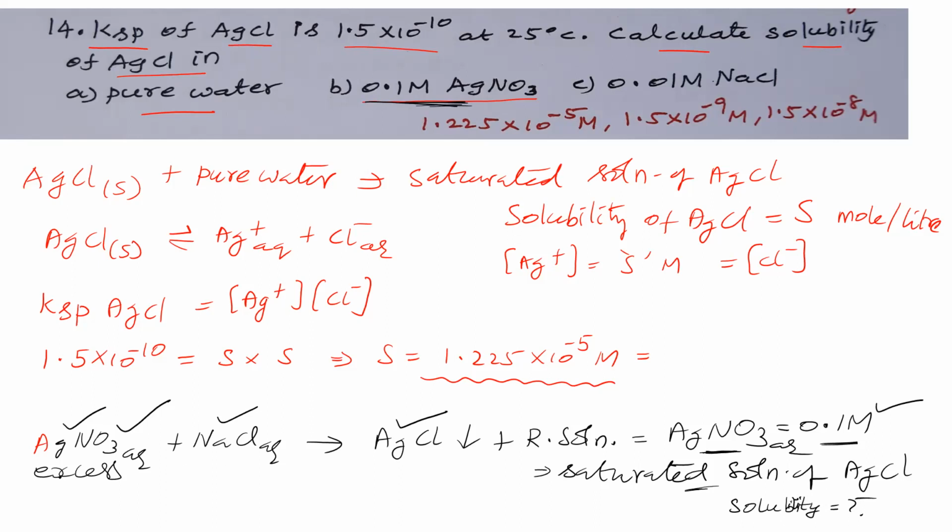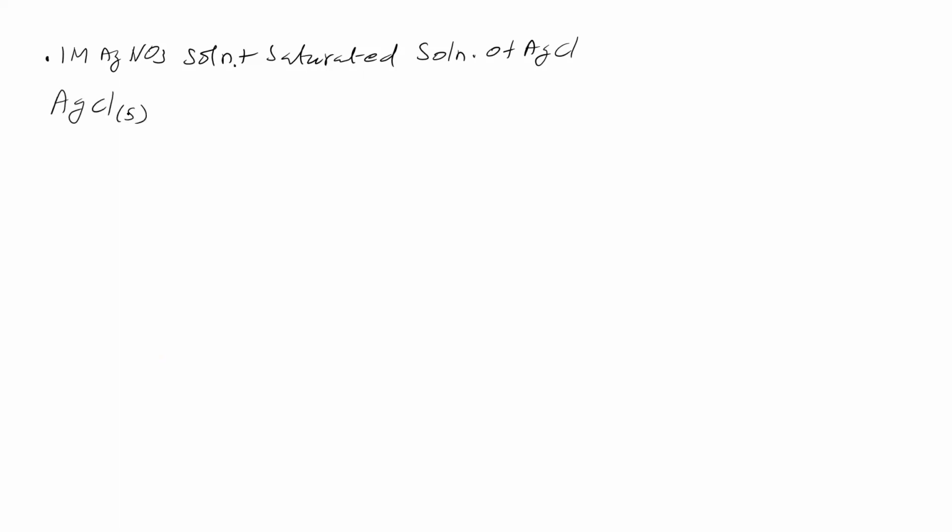Now we take this resultant solution. It contains 0.1 molar silver nitrate, and it is a saturated solution of AgCl. AgCl is an insoluble salt, but AgNO3 is a soluble salt. In this saturated solution of AgCl, an equilibrium is possible. On the left side you write AgCl solid, and on the right side you write the ions, Ag plus and Cl minus. Consider complete dissociation.